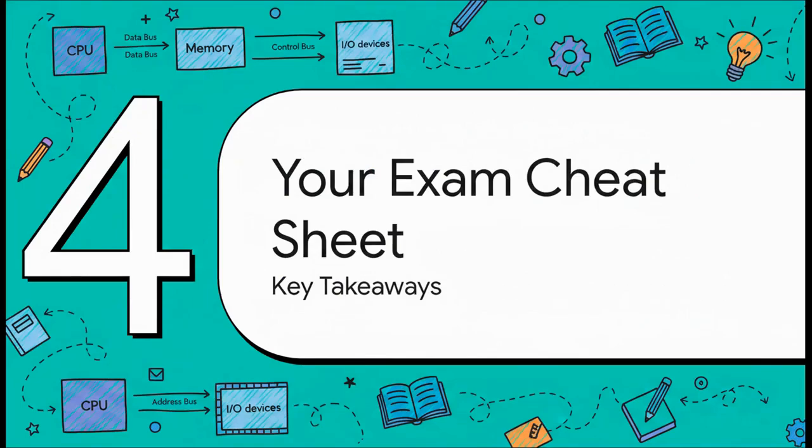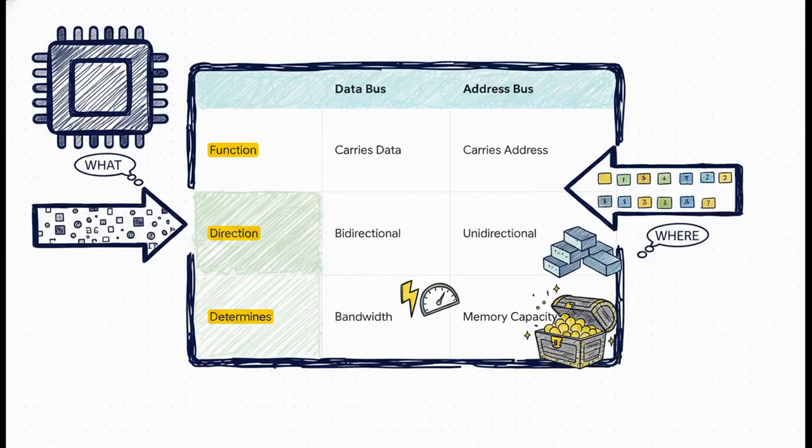Okay, that was a lot of information. So let's wrap this up by boiling it all down into a quick cheat sheet. If you're studying this for a class or an exam, these are the absolute must-know points. This is the number one point of confusion, so let's get it straight. The data bus carries the what, the actual data. It's bidirectional, and its width determines your bandwidth or speed.